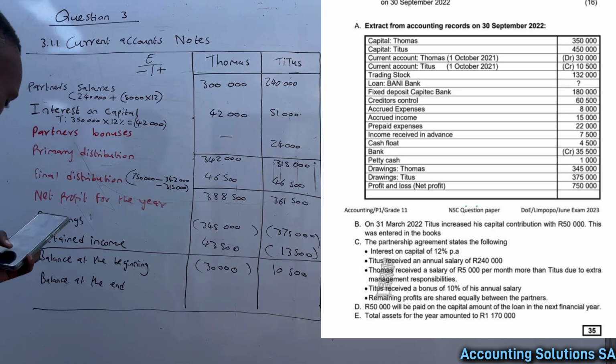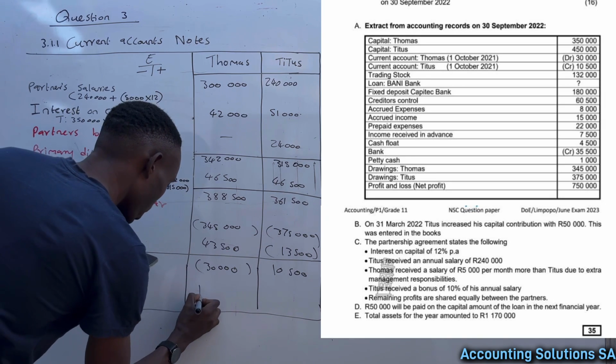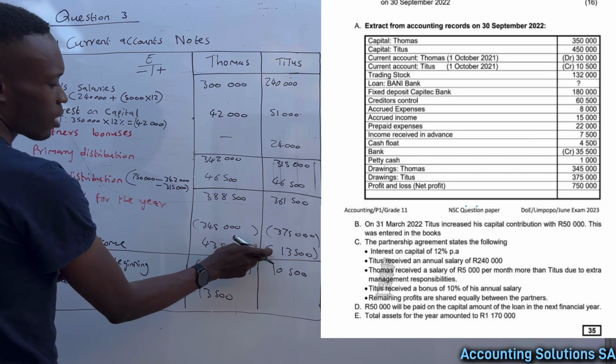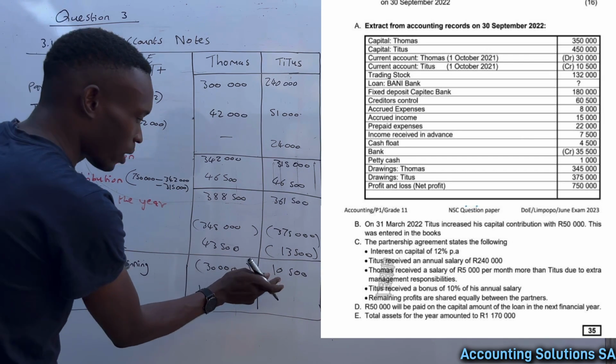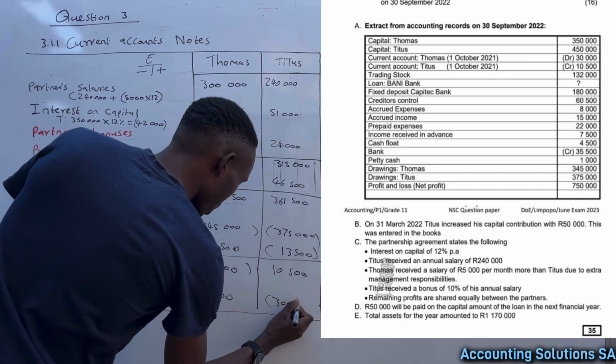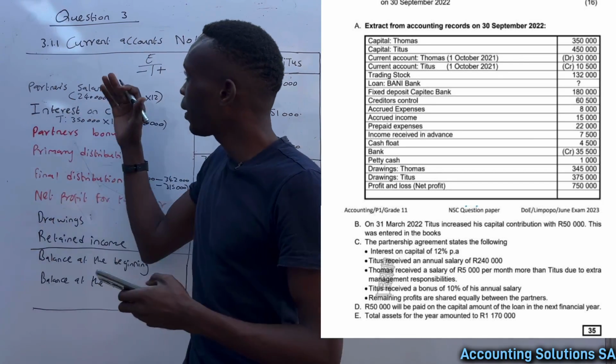Okay, then after that, now it's simple. You just take retained income and you subtract this one, and you're gonna get 13,500. And this side, you take negative 13,500, you add 10,000, and it's gonna give you negative 3,000. So that's how you should conduct a current account.